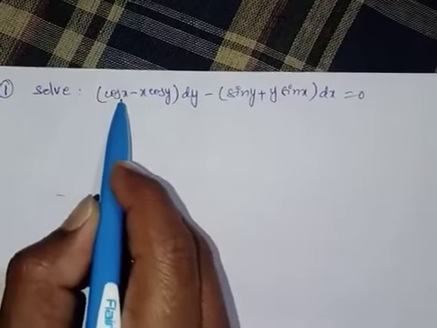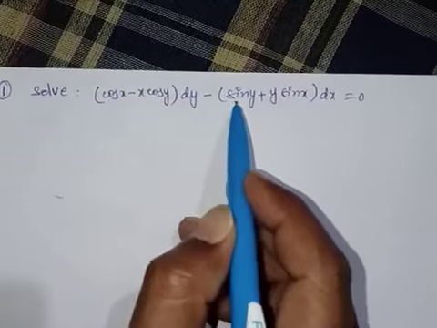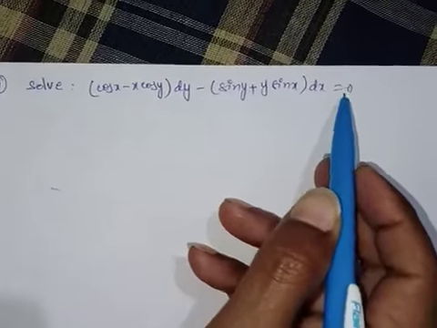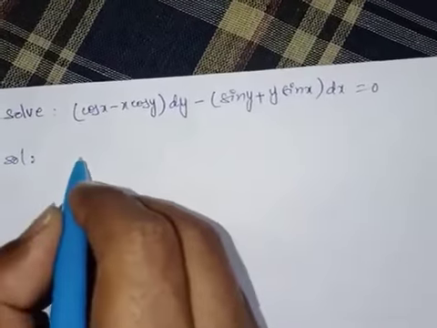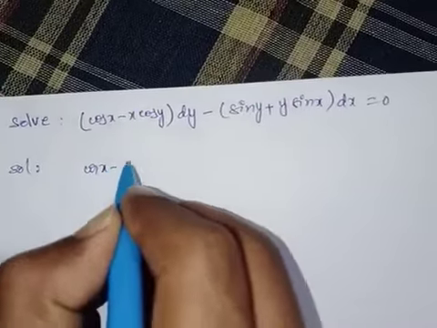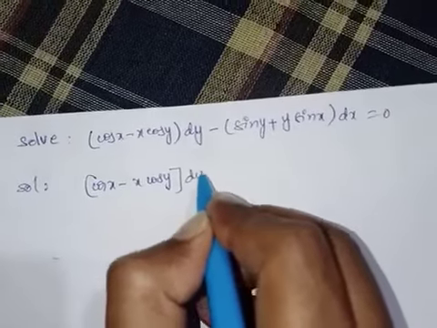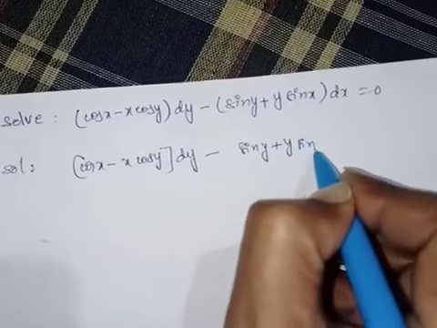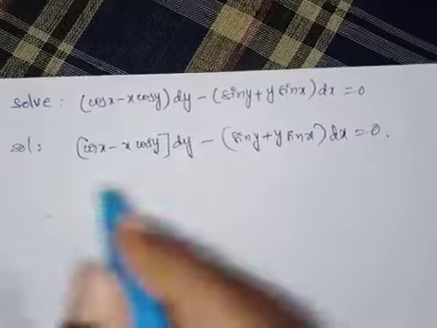Solve (cos x − x cos y) dy − (sin y + y sin x) dx = 0. Solution: first of all, write down the given differential equation, that is (cos x − x cos y) dy − (sin y + y sin x) dx = 0.